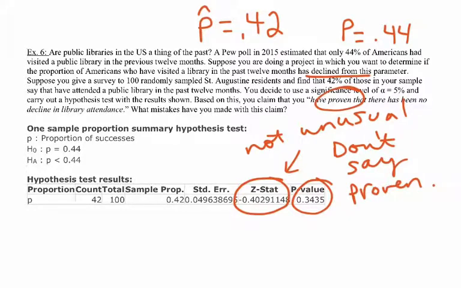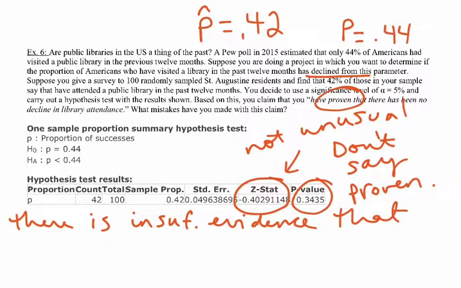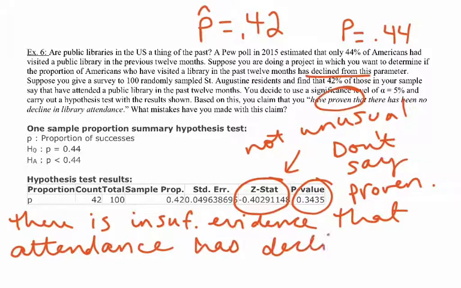A better way to state the conclusion would be something along these lines. There is insufficient evidence that attendance at libraries has declined. So what that means is that our sample is just by chance, that if the population proportion is still 44%, it would not be unusual for us to get a sample with 42%. It's just because of sampling variability. And so that means that we don't have evidence that the population proportion has actually declined.